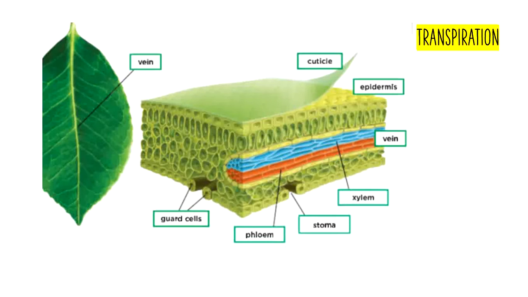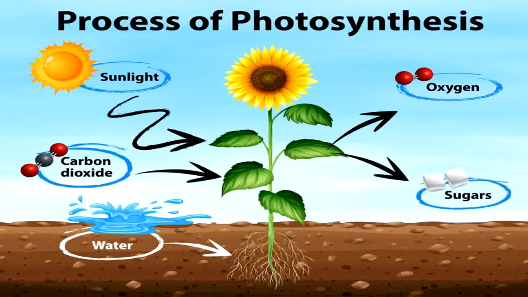Let us say when the plant is low on water, there is not enough water, the guard cells shrink. This causes the stomata to close, which prevents water from escaping. So as we said earlier, the leaves of a plant have the important function of carrying out photosynthesis. And photosynthesis is the name of that process in which plants make their own food.